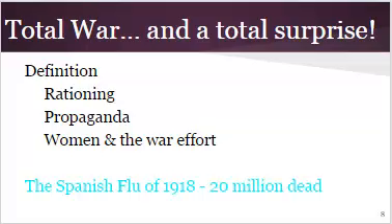Women are going to have their first real big push for the war effort here. You're going to see more of it in World War II, but in World War I, total war means relying on women to fill the holes in the workforce left by taking the men off to fight.